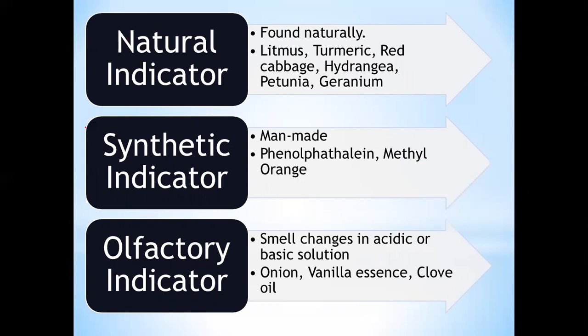Natural and synthetic indicators help in identifying acidic and basic solutions by showing change in color. Olfactory indicators help in identifying acidic and basic solutions by producing change in smell. The advantage of such indicators is that they ensure the participation of visually impaired and color blind students in the lab.